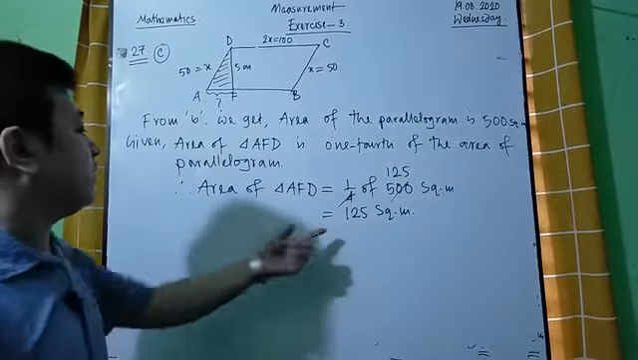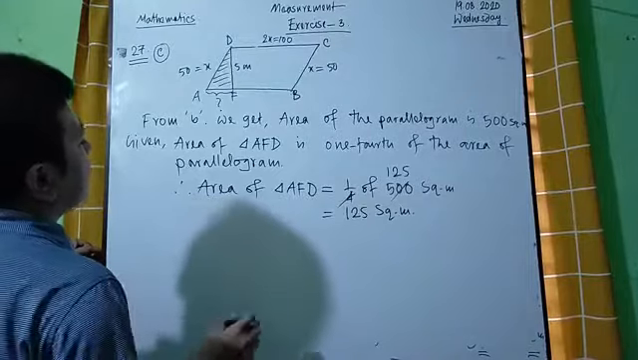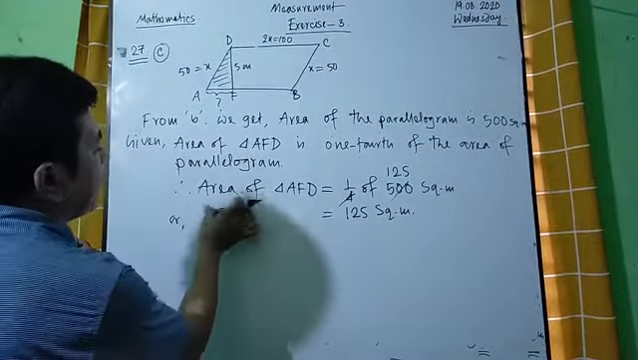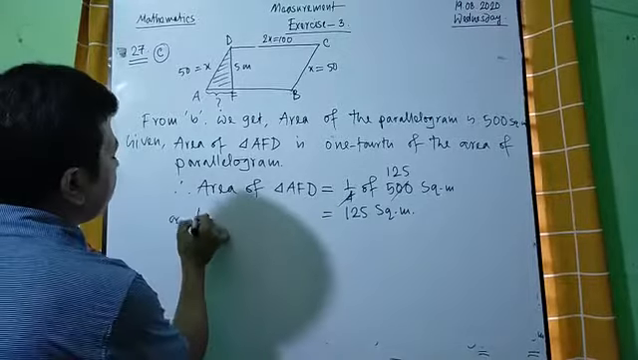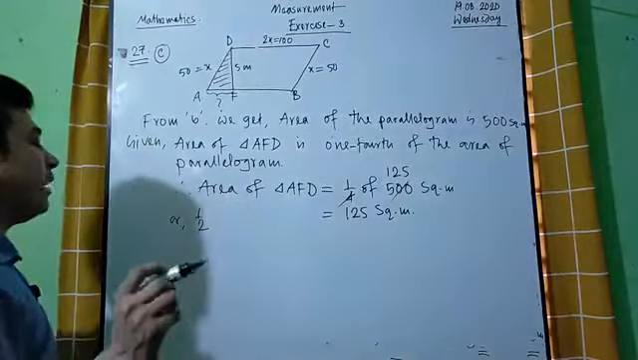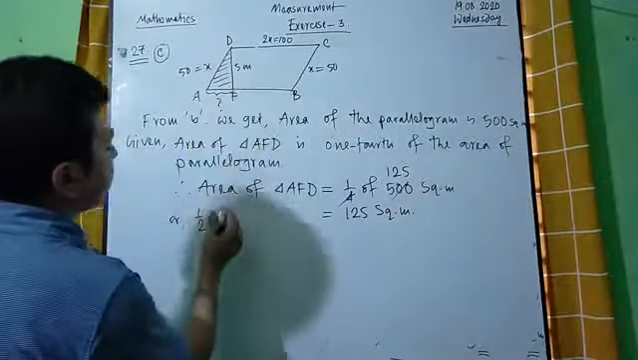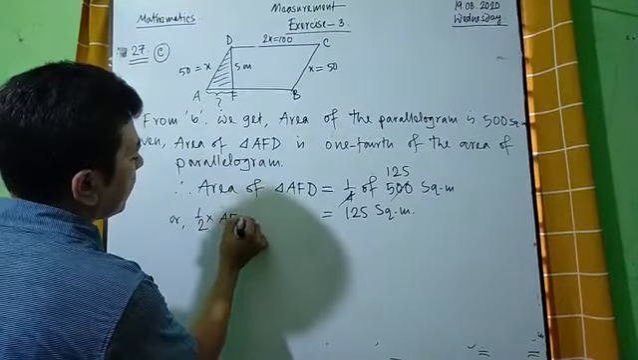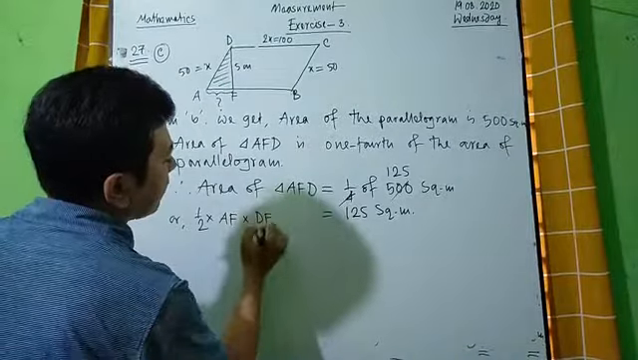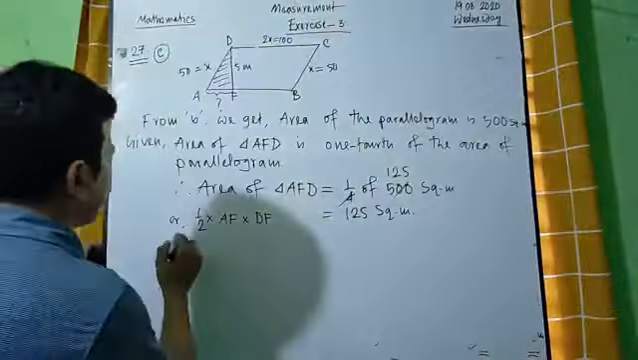So the area of the AFD is 125 square meter. We can write the area of AFD as half into base into height, because we know that the area of a triangle is half into base into height. Here the base equals AF and the height equals DF.